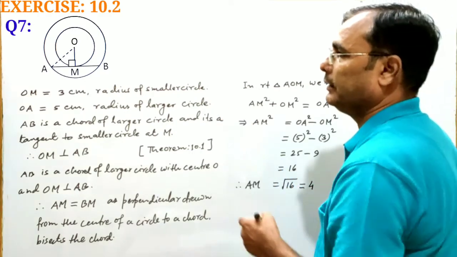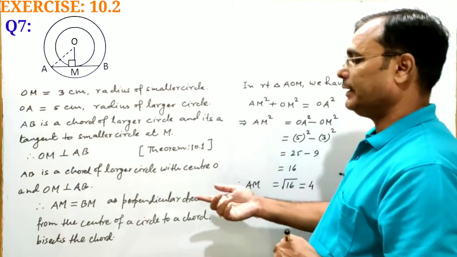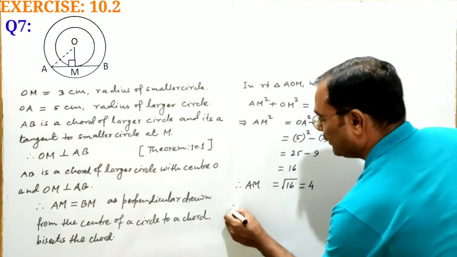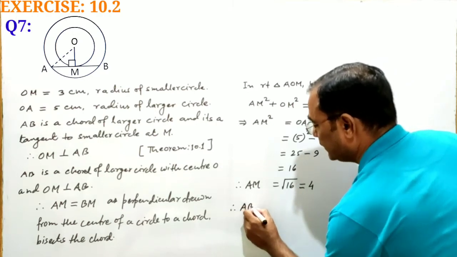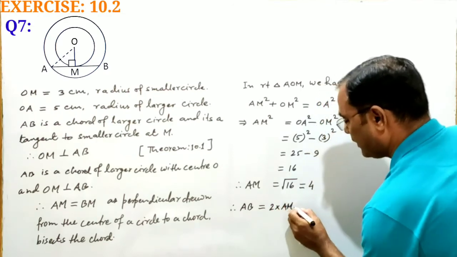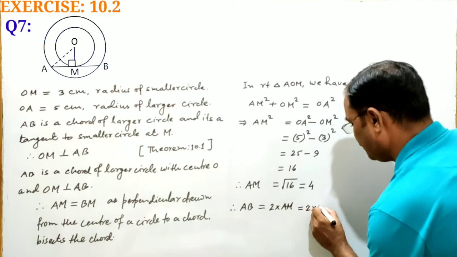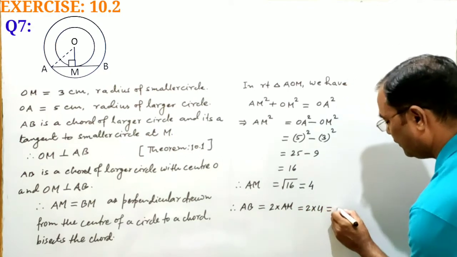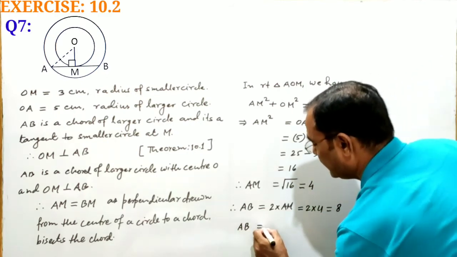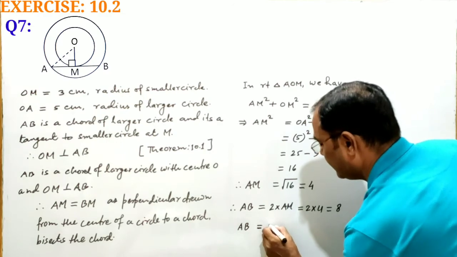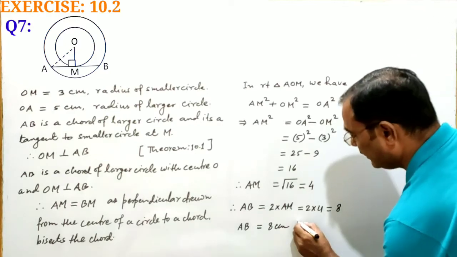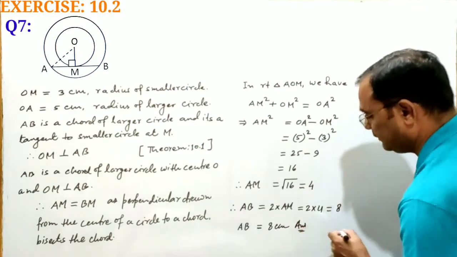We have to find the length of the chord AB, and AM equal to BM means M is the midpoint of chord AB. So therefore AB is equal to 2 into AM, and this is equal to 2 into 4 equal to 8. So AB, the length of the chord of the larger circle, is equal to 8 centimeter, and this is the answer of this question.